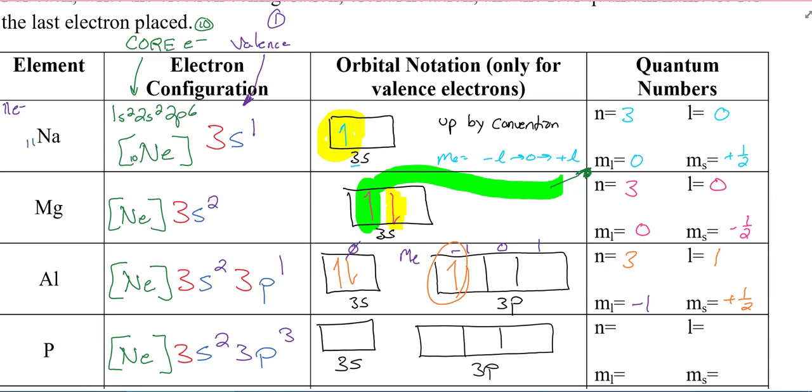We have up, down, 1, 2, 3. This last electron. What is N for that last electron? It would be 3. L, p orbital, L is 1. M sub L, it goes -1, 0, 1, so it's 1. And MS is up, so it's plus 1/2.